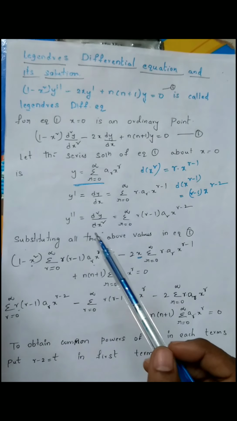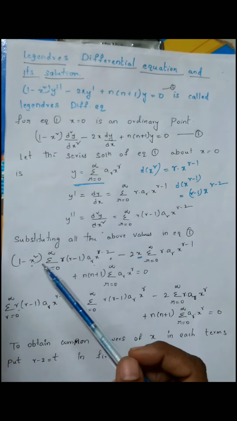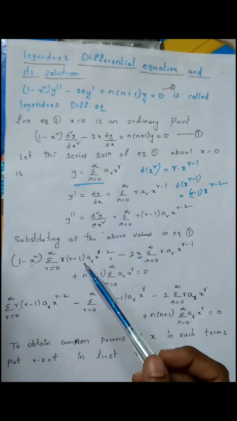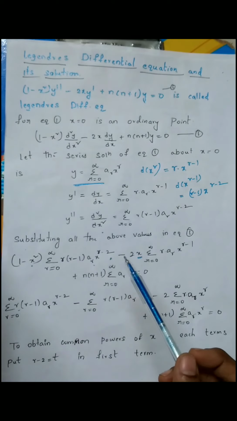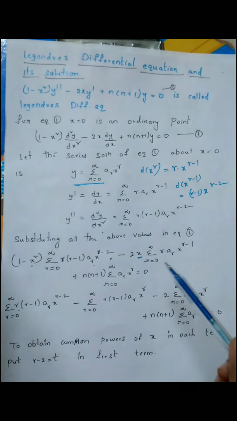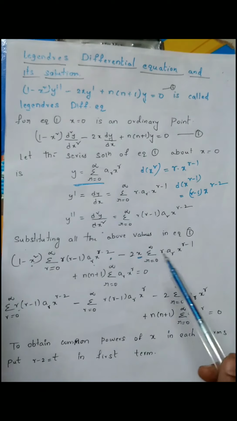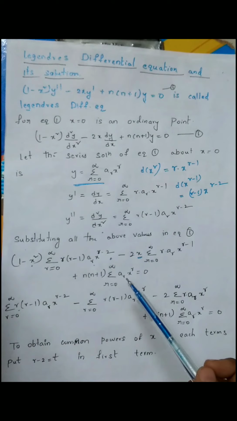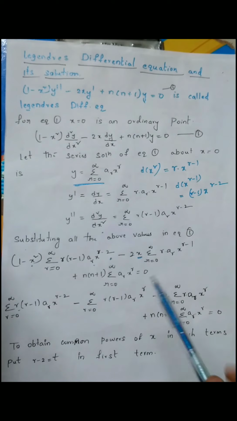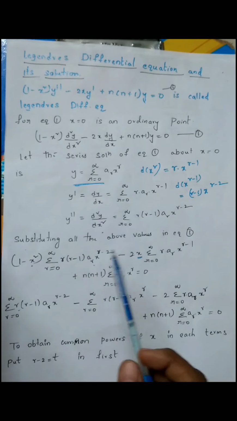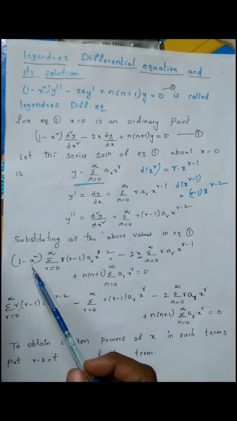After substituting, the equation changes as (1 minus x square) into, in place of d square y by dx square, r(r minus 1) a r x power r minus 2, minus 2x into, in place of dy by dx, sigma r is equal to 0 to infinity r a r x power r minus 1, plus n(n plus 1) into, in place of y, sigma r is equal to 0 to infinity a r x power r, is equal to 0. After substituting the y double dash, y dash and y values, I am further simplifying this equation.